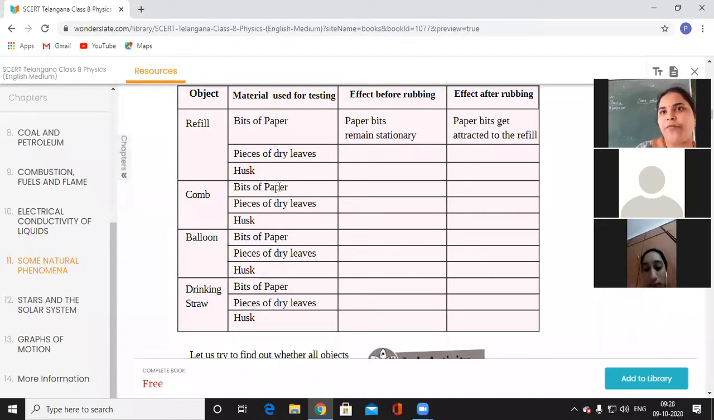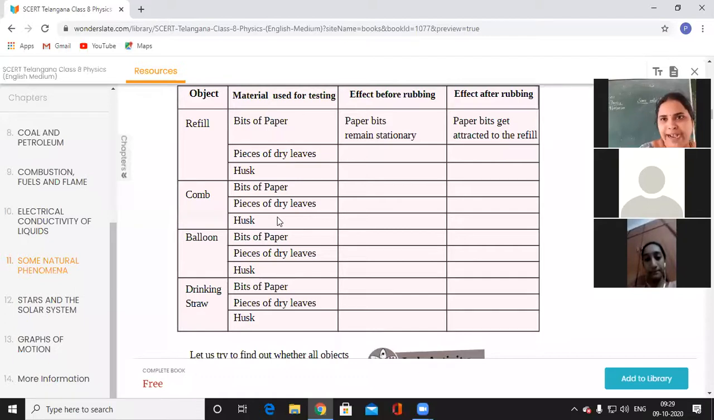Next, pieces of dry leaves. What will be the effect before rubbing? Obviously, the pieces of dry leaves do not get attracted and they remain stationary. You can write it down when I am saying, okay. So they do not move, they remain stationary. Next, effect after rubbing: pieces of dry leaves get attracted to the refill, like the bits of paper.